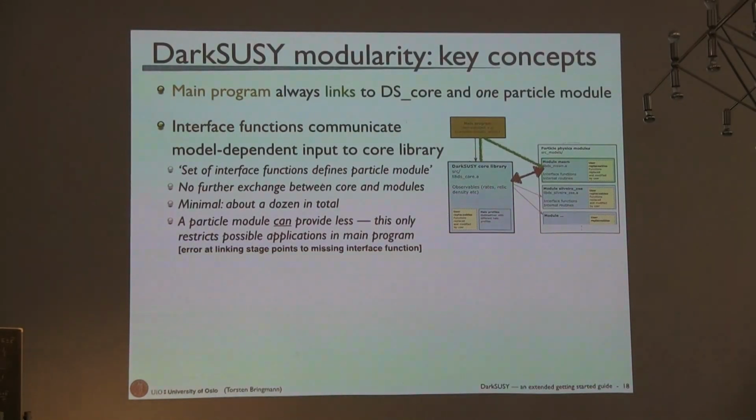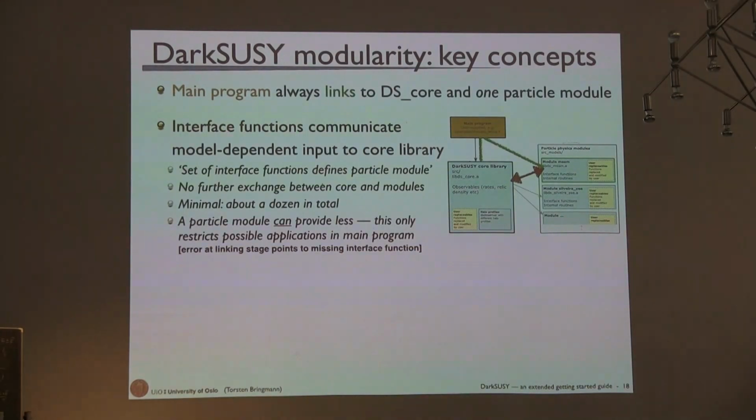And in a sense, from the point of view of the code architecture, the set of interface functions actually defines the particle module. Of course, you as a user think of a particle module as a set of Lagrangian parameters, interactions, and so on. But for the code, it's just a finite and very small number of functions. Try to think along this way, because that allows you to understand how modular the code is. And actually, you can even define particle modules that are incomplete, in the sense that the particle module can, for example, only provide the invariant rate.